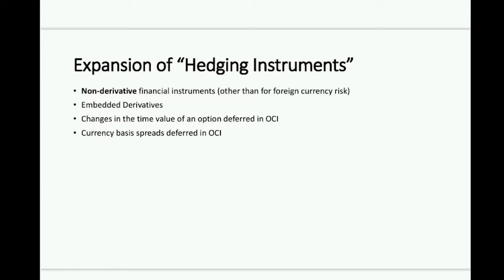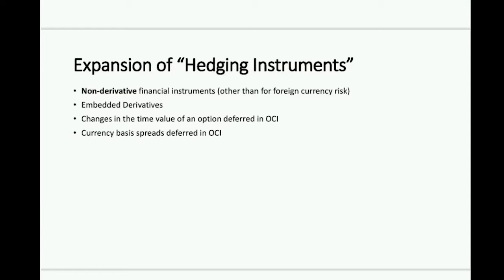The way that we treat changes in the time value of an option. Under IAS 39, the default treatment would be that that would go through profit or loss. There are now circumstances under IFRS 9 where the time value element of an option is treated as part of the hedging cost and is deferred in other comprehensive income and then recycled back into P&L on a systematic basis or whenever the hedged item affects profit or loss.